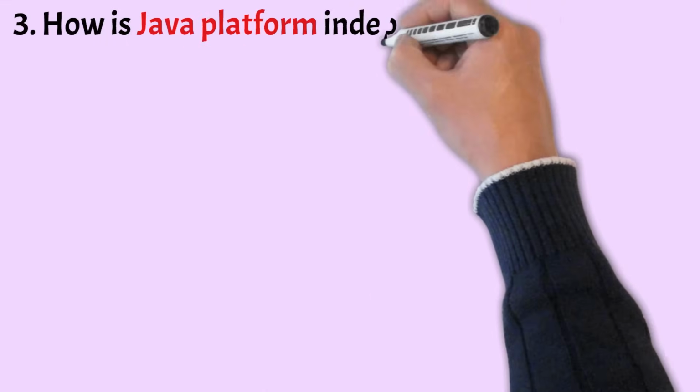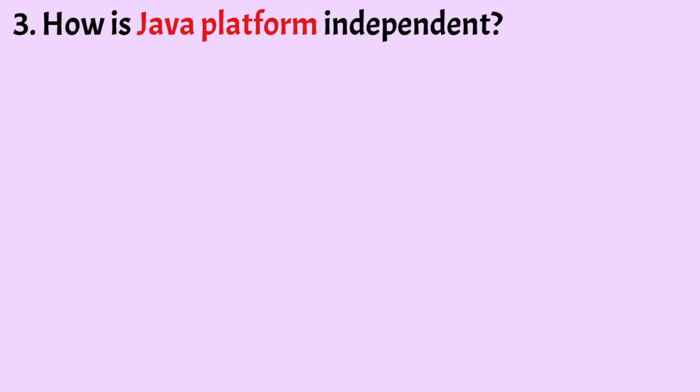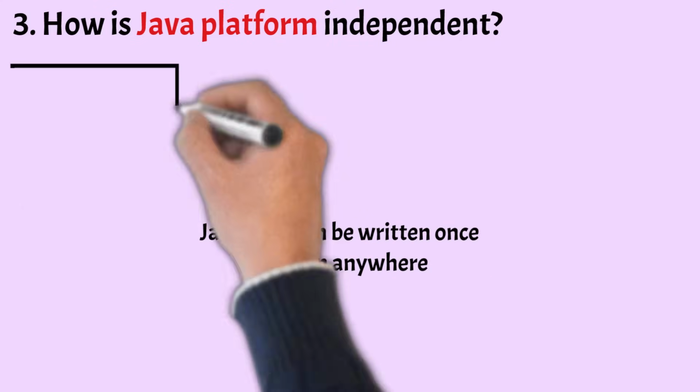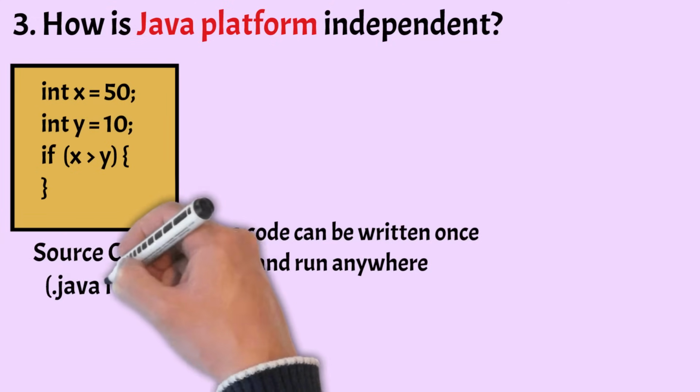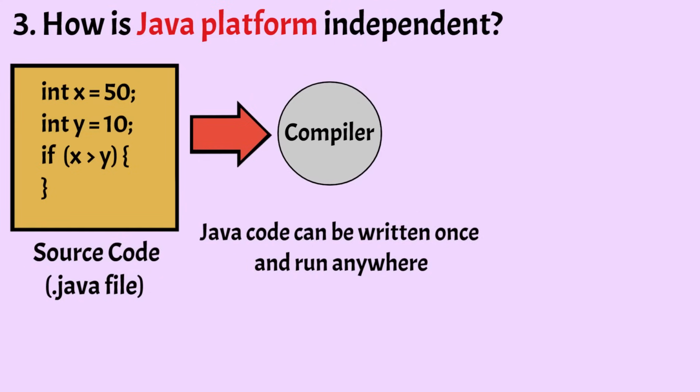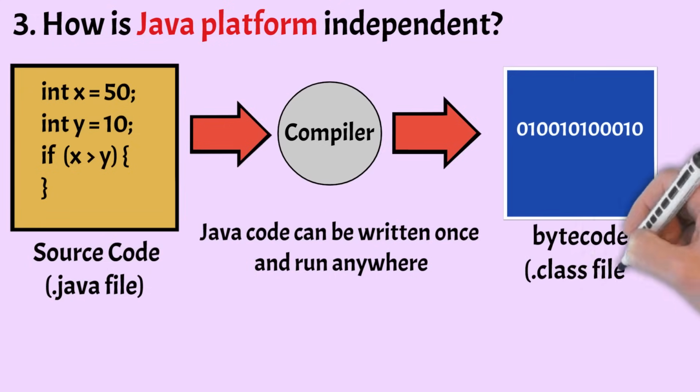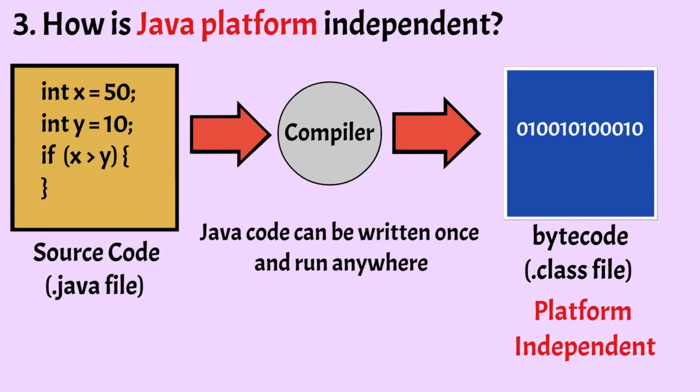Okay, so moving on to the next one. How is Java platform independent? The Java programming language is platform independent, which means the code can be written once and run anywhere. And this is achieved because of the Java compiler that converts source code into bytecode. And this bytecode is platform independent and can be executed on any platform through the Java virtual machine. For example, if a program is written and compiled on a Windows platform, the program's bytecode is first translated into machine code and then can be executed on any platform such as Windows, Linux, macOS, through their Java virtual machine.